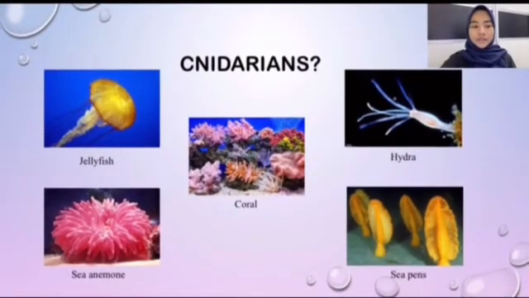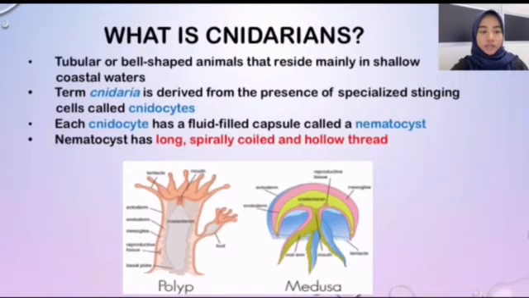So, here are 5 examples of cnidarians, which are jellyfish, coral, hydra, sea plants, and also sea anemone. So, the cnidarians are tubular or bell-shaped animals that reside mainly in shallow coastal water. However, some freshwater, brackish and oceanic forms are known. The name cnidaria is derived from the presence of specialized stinging cells called cnidocytes. Each cnidocyte has a fluid-filled capsule called a nematocyst. Nematocyst has a long, tightly coiled and hollow thread.